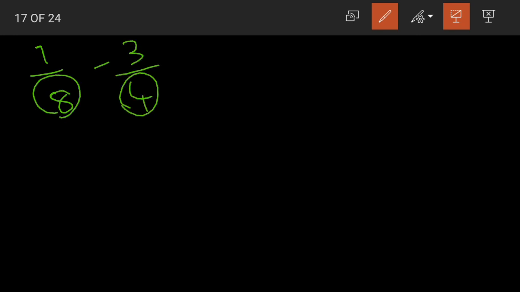See, 7 by 8 minus 3 by 4. Now if you look at these two fractions, again the denominators are different, which means that these are not like fractions. Yes, students? Yes. So what should we do? The first step will be to find the LCM. LCM of what? LCM of the denominators 8 and 4.